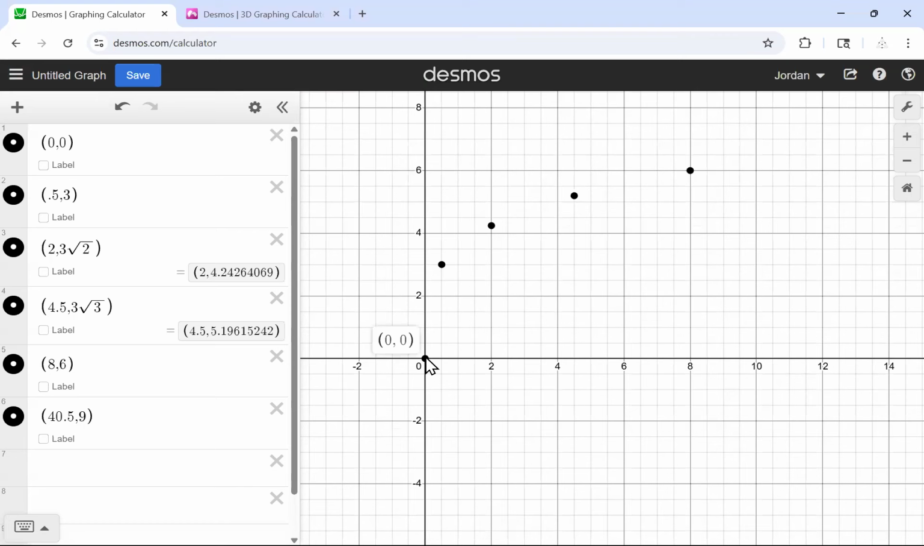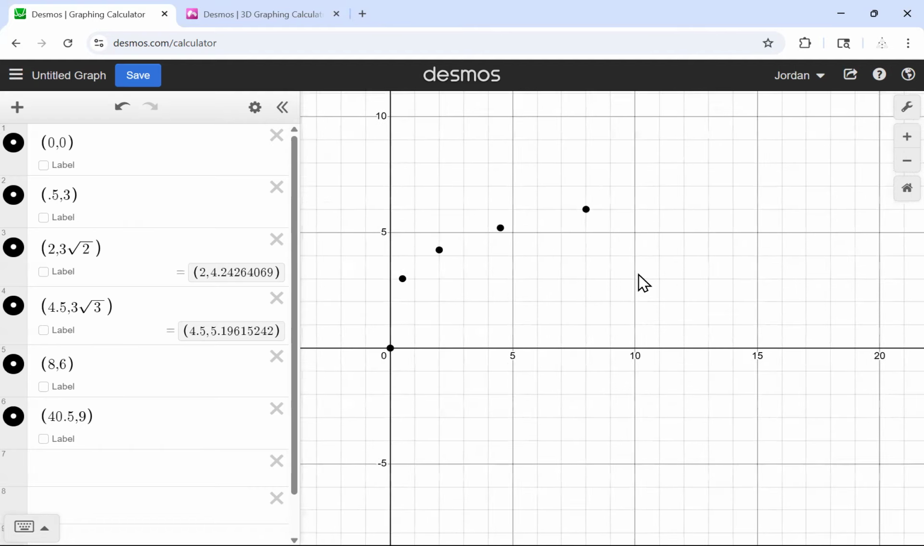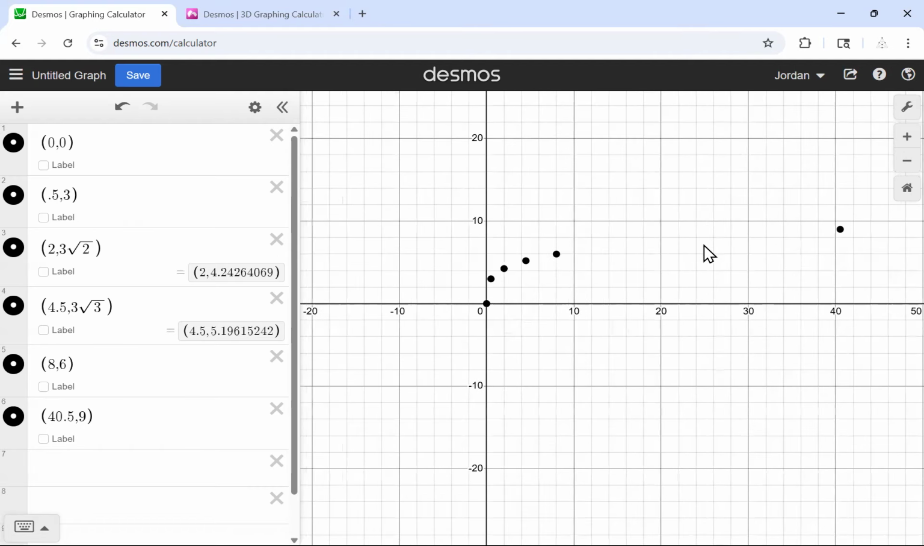So at time 0, I'm at this point, 0, 0. At time 1, I'm at the point 1/2 comma 3. At time 2, I'm at 2 comma 3 root 2. That's about that number. And then I plugged in 3. I got 4.5 comma 3 root 3. That's that decimal. And then I plugged in 4. I got an 8 comma 6. And if I scroll out, 40.5 comma 9 was what I got when I plugged in 9.